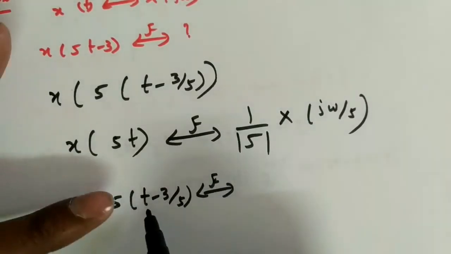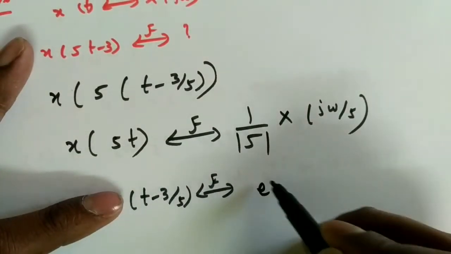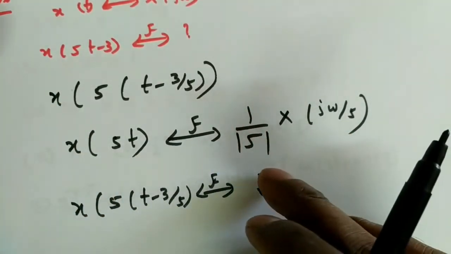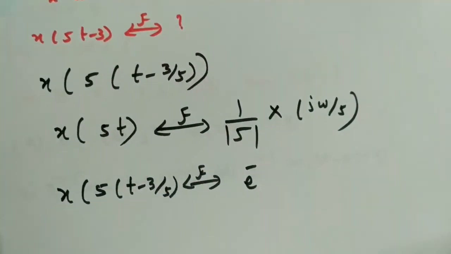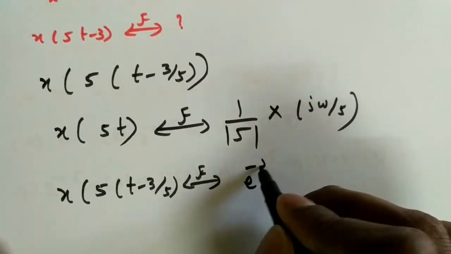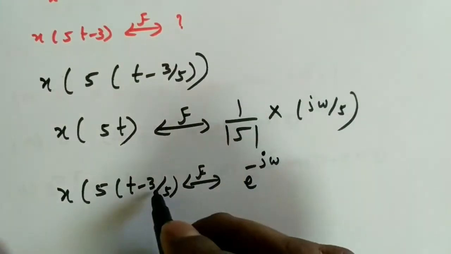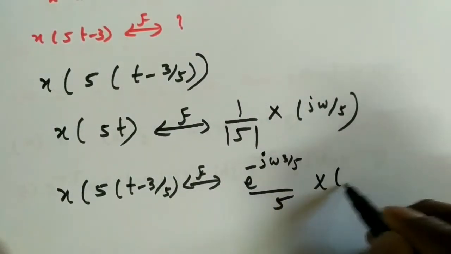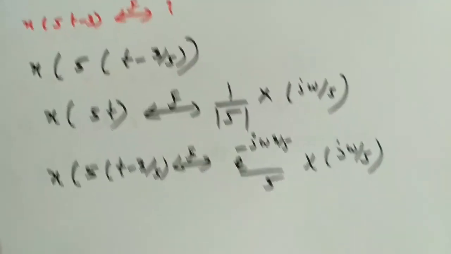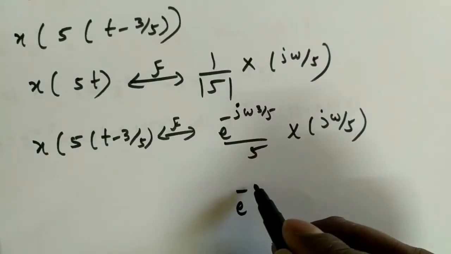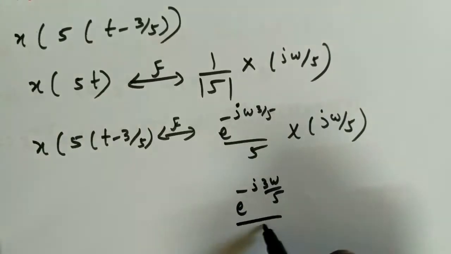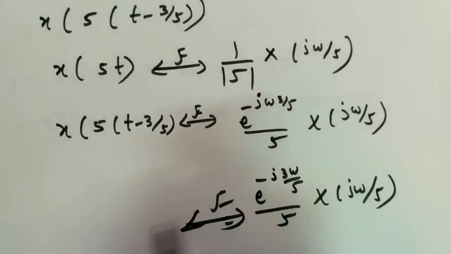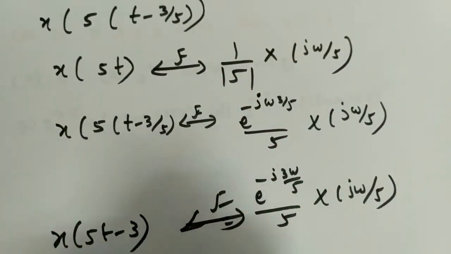We will get x of, suppose, t minus t naught. So what will we get? e power minus, if there is a minus in the time domain we will get plus in the frequency domain. So just keep it in mind that there is e power minus j into omega into t naught. t naught is 3 by 5. So 3 by 5 by 5 x of j omega by 5, right? So we can easily write this one, e power minus j 3 omega by 5 by 5 x of j omega by 5. So this is the Fourier transform of x of 5t minus 3.